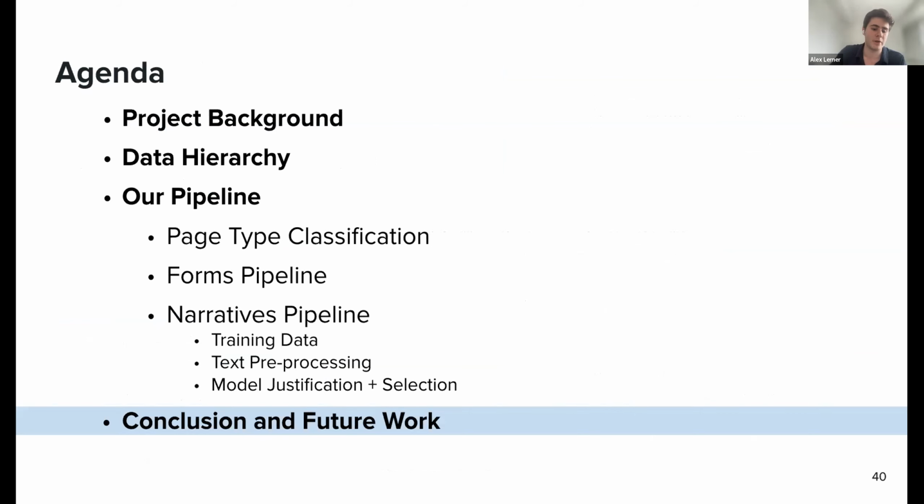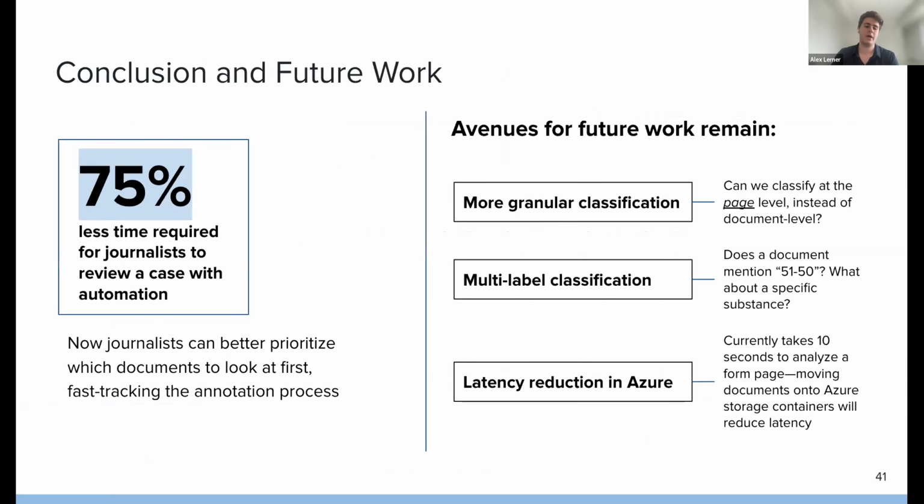Next, I just want to conclude real quick and talk about some future avenues. Right now, hopefully with our work, journalists can better prioritize which documents to look at first, which will really help the annotation process and simplify it a bunch. There are a lot of things we still can do, for example more granular classification. These documents are really long, so can we classify at the page level rather than the document level? Another thing we can do is multi-label classification: rather than saying this document just mentions behavioral health, can we say what specifically it mentions? Does it mention use of alcohol? Does it mention use of methamphetamine? Does it mention a 5150? That would also be really useful to journalists.